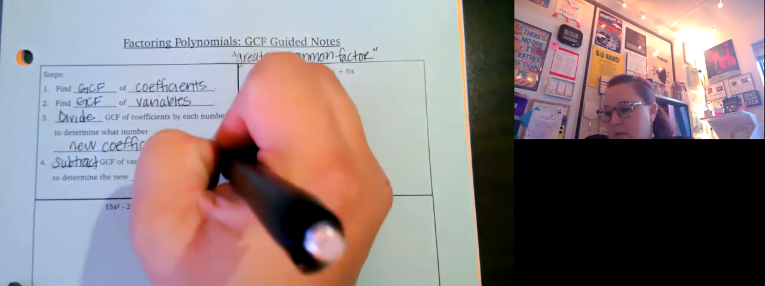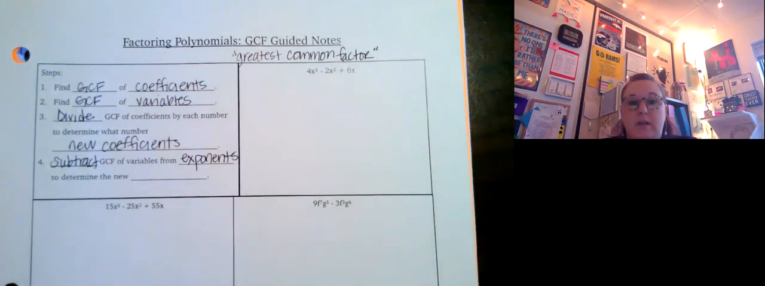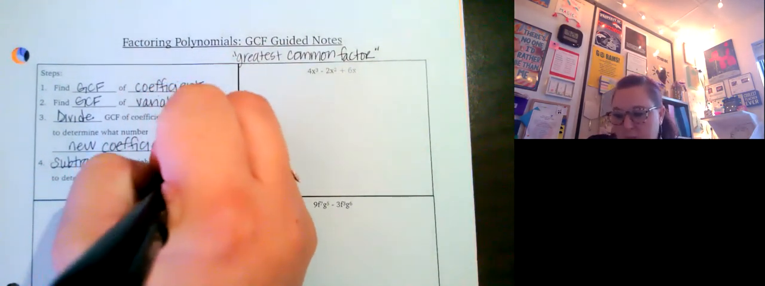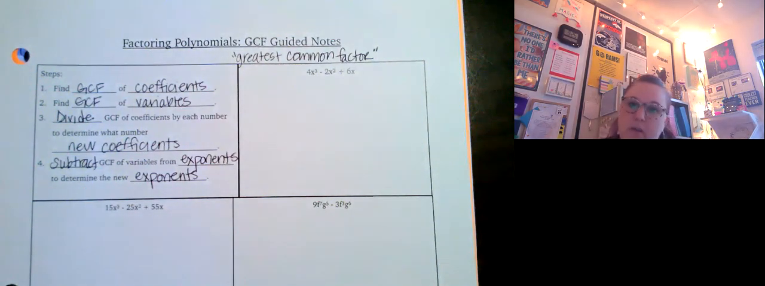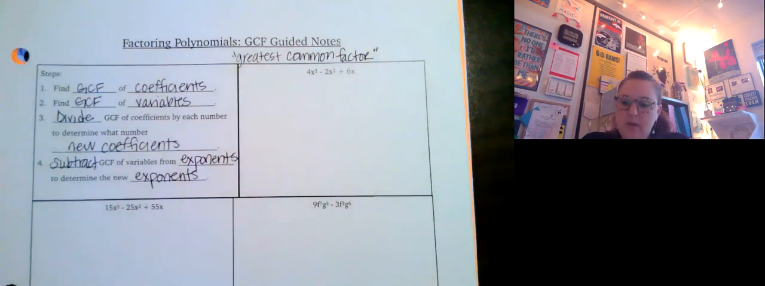Now think about it, when we were multiplying polynomials that had variables, the variables ended up adding more to their exponents, right? So if we're going in reverse and doing that division, we're taking away from our exponents. This will determine what our new exponents will be on our new polynomial.